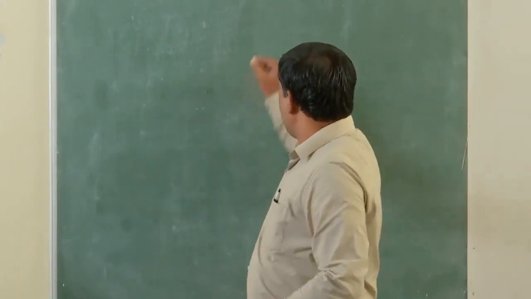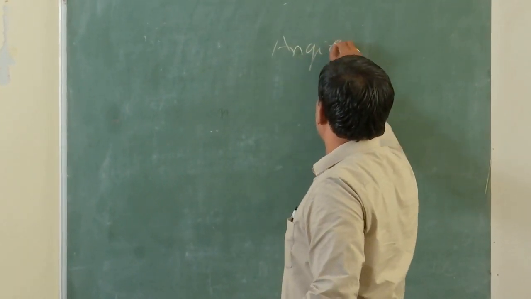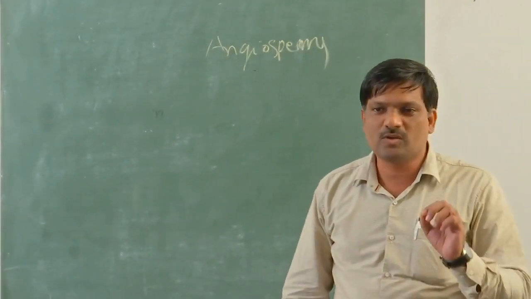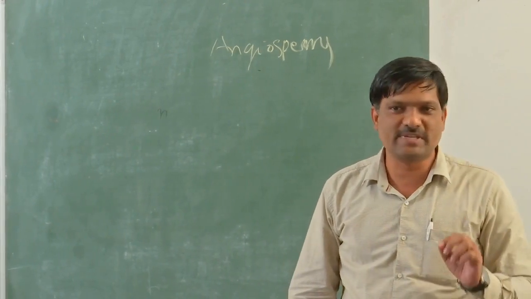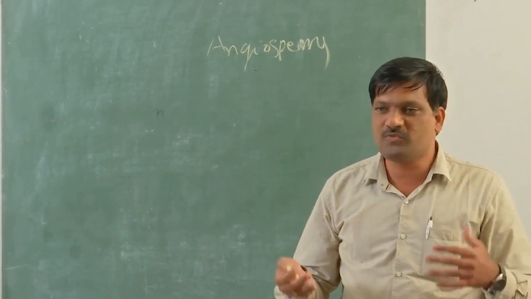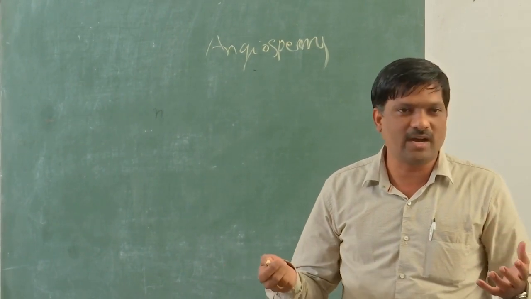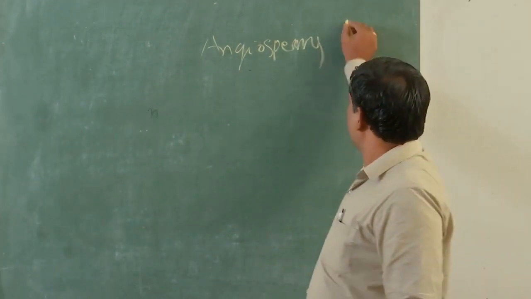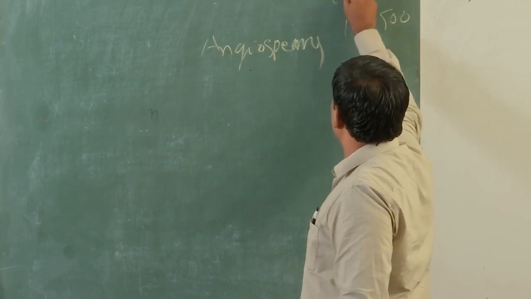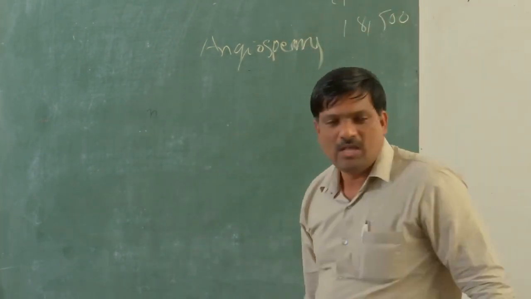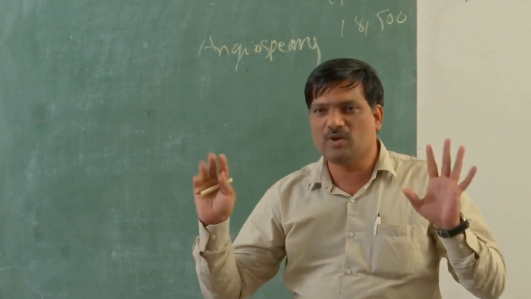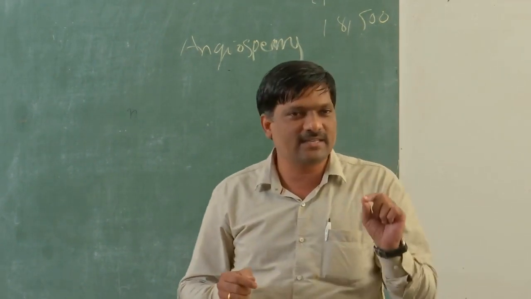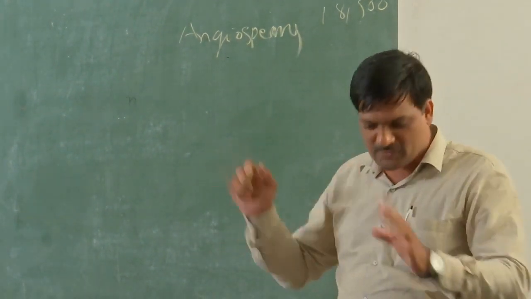These angiosperms always have flowers, and they will give fruits and seeds. There are 2,50,000 angiosperm species all over the world. Out of these, in our India, which has very good biodiversity, we have 18,500 species. We can group these species into two equal groups by using one very important, unique character. That character is based on the seeds, because all angiosperms will give seeds.